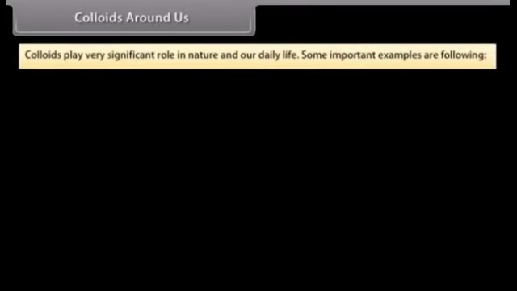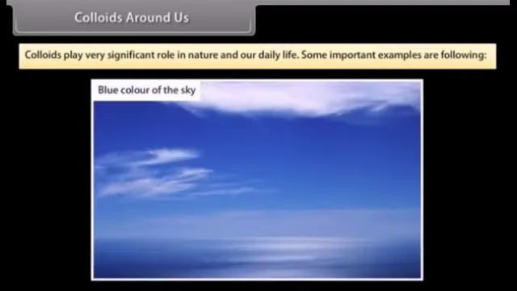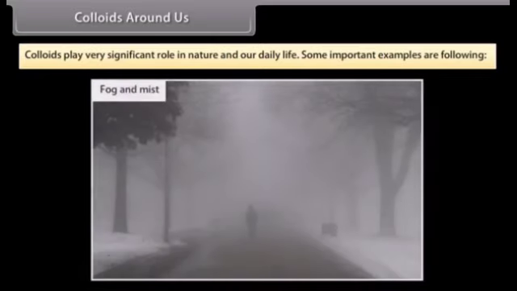Colloids around us. Colloids play a very significant role in nature and our daily lives. Some important examples are as follows. Blue color of the sky. It is due to scattering of light by colloidally dispersed dust particles in air that sky looks blue. Fog and mist. They are colloidal systems.